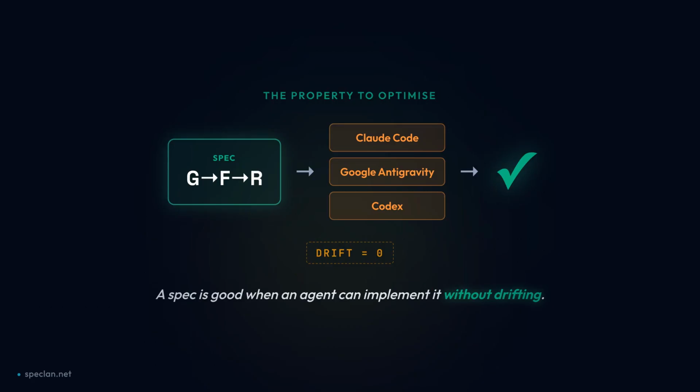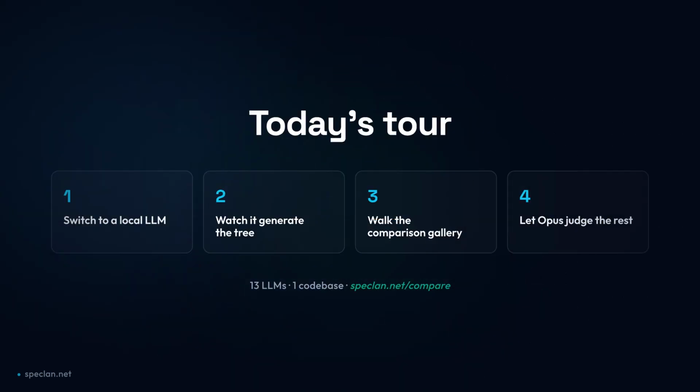SPECLAN's job is to turn your specifications into structured prompts for those agents, and the methodology this video proposes is one our roadmap intends to live by. A spec is good when Claude Code, Google Antigravity, or Codex can implement it without drift. Driftlessness is the property. The gallery at speclan.net/compare is the instrument. Today, we switch SPECLAN to a local LLM.